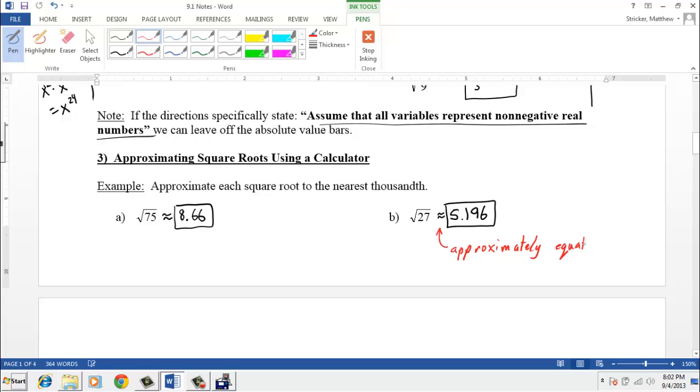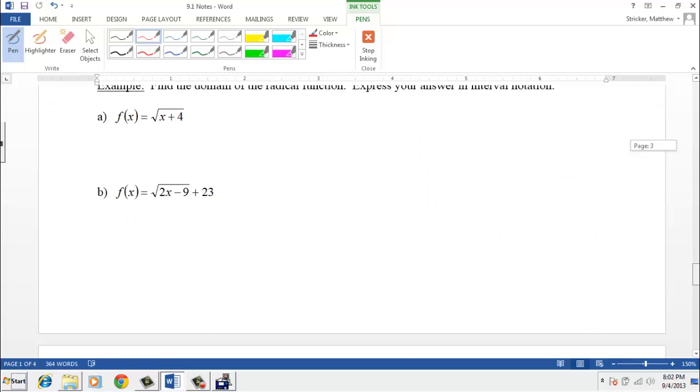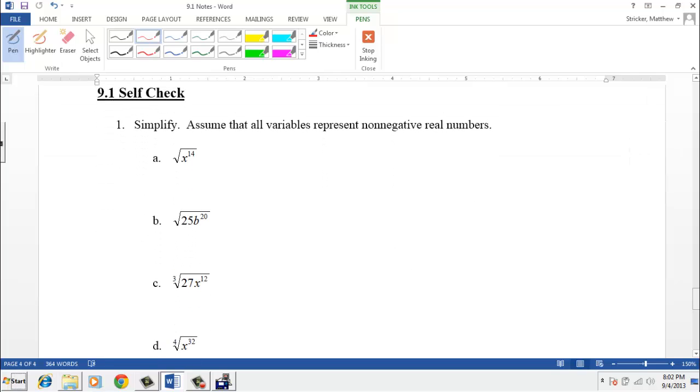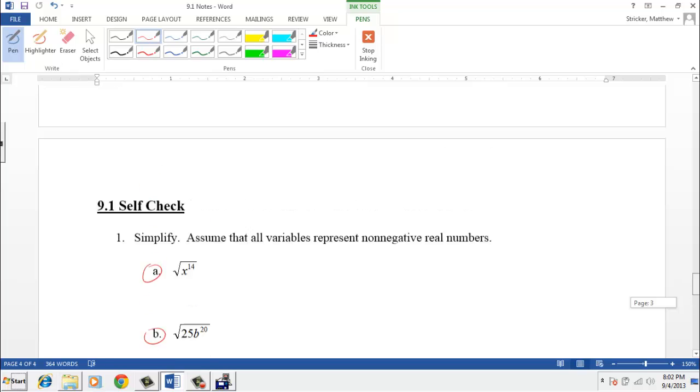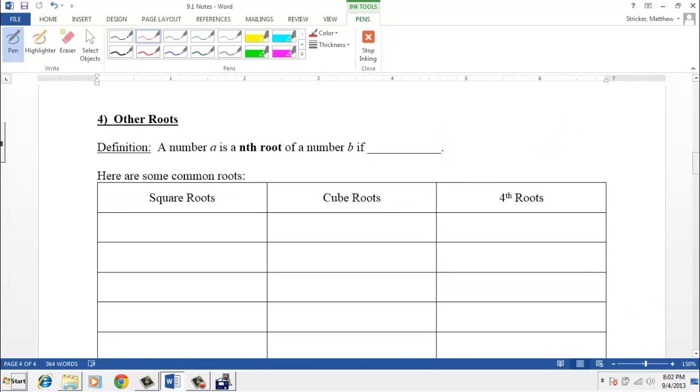Okay, so now would be a good time to go ahead and start your self-check. If you go to the last page, you should be able to do the first two problems. So go ahead and pause the video and try those, then come back when you're done. Alright, so we've reviewed square roots.